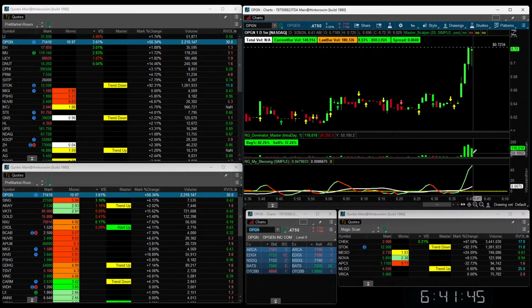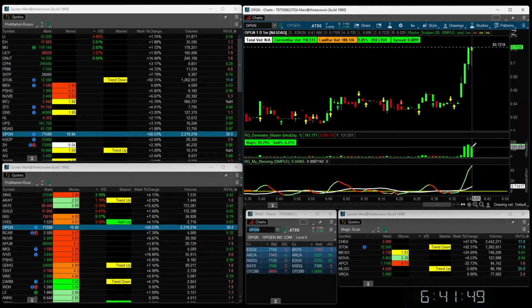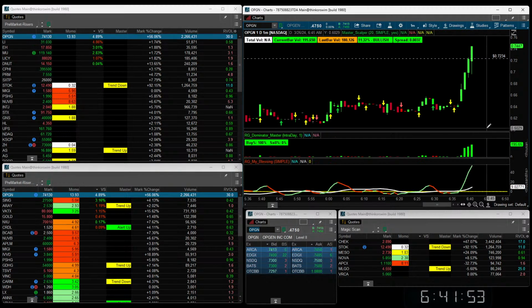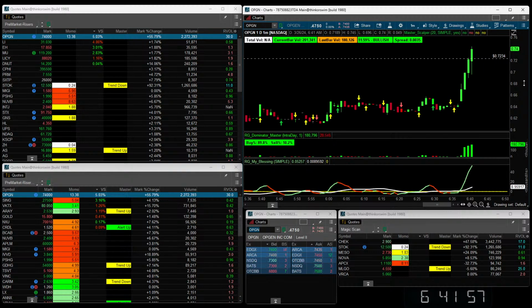Looking at the dominator bars, needs to get taller. There's the push through. Hold 2 cents gained.